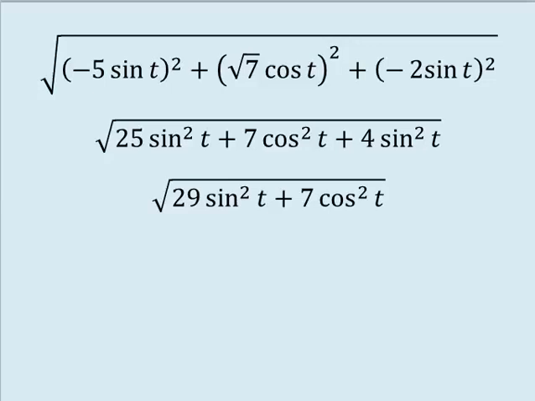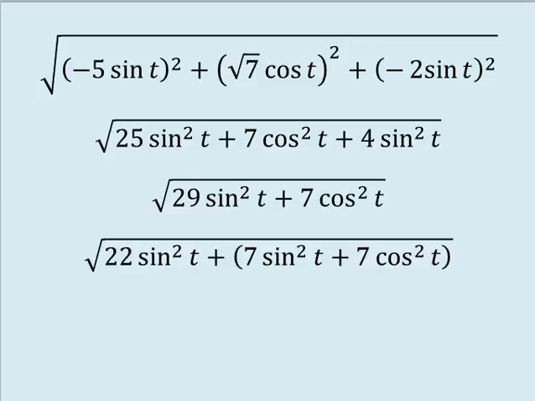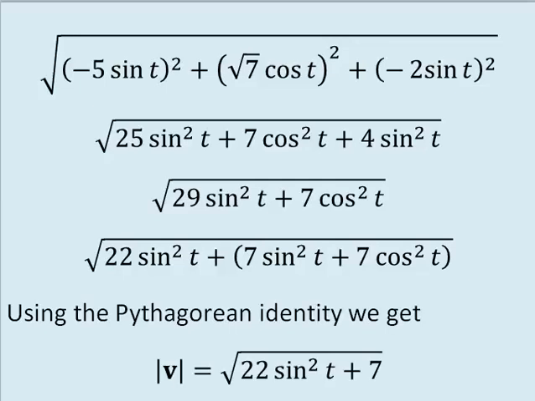Now, one way to clean this up would be to spin off 7 sine squared t in this manner, so that I break 29 up into 22 plus 7. And then the 7 sine squared plus 7 cosine squared, that's equal to just 7 using the Pythagorean theorem. And so for the magnitude of the velocity, this is what I get.